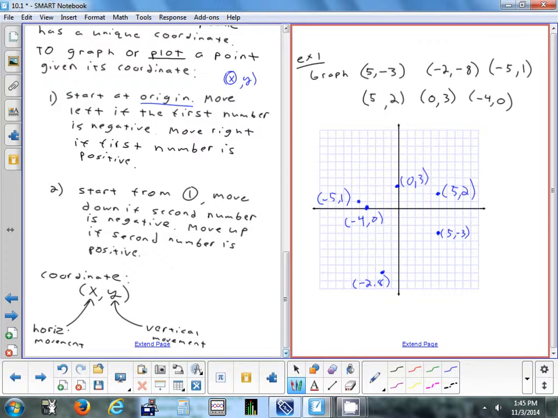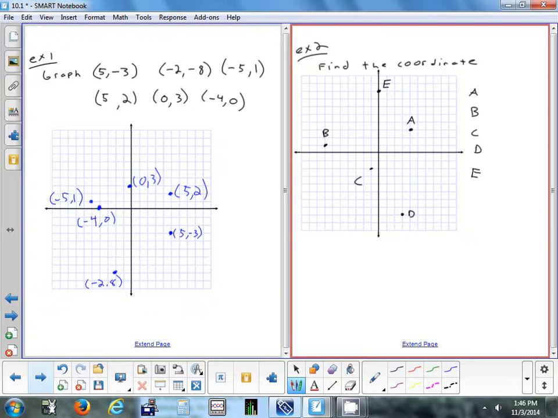I don't know which way makes me go. So if you look at steps 1 and 2, you look at your first number. If it's positive, you're going to move right, and if it's negative, you move left. Are you going to go down or up? So you look at the second number. If it's negative, you go down. If it's positive, you go up. Right?